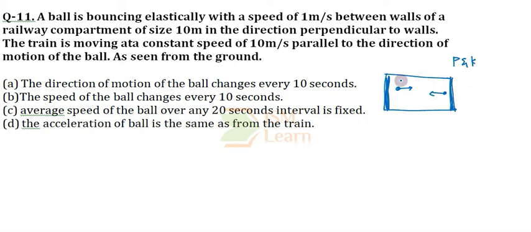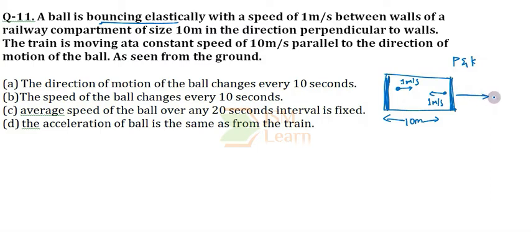So overall, when the ball is moving with a 1 meter per second velocity, after collision its velocity magnitude is the same, but only the direction is reversed. So this is what is meant by bouncing elastically, indirectly. Next, it is moving with a 1 meter per second velocity between the walls of the railway compartment of size 10 meters, and it is moving in the direction perpendicular to the walls. Here the walls are in this direction and the motion of the ball is in this direction, so it is moving perpendicularly.